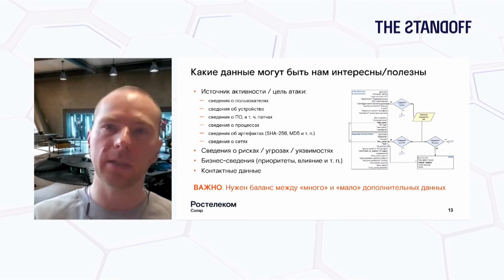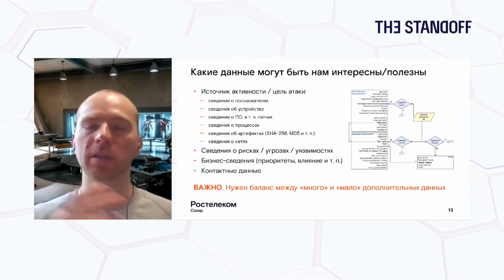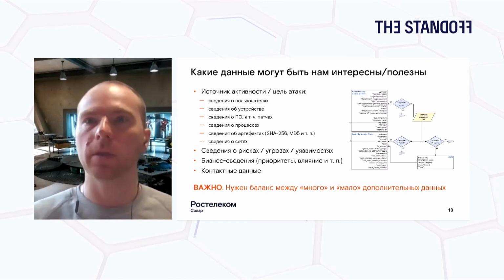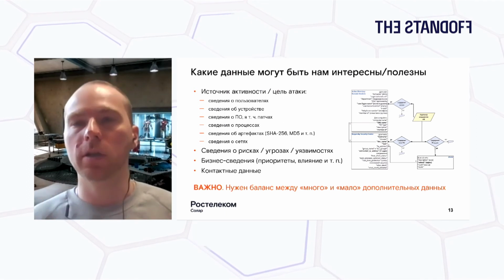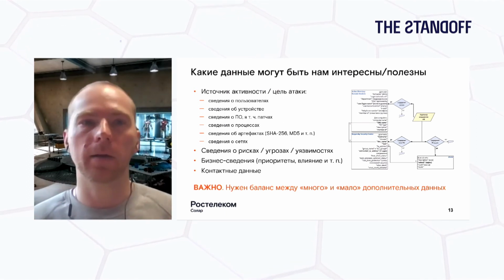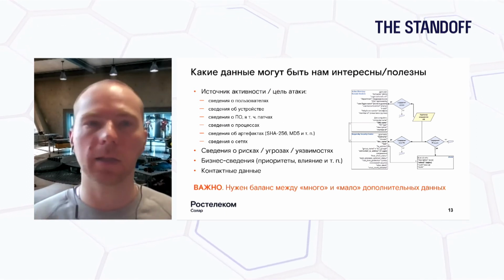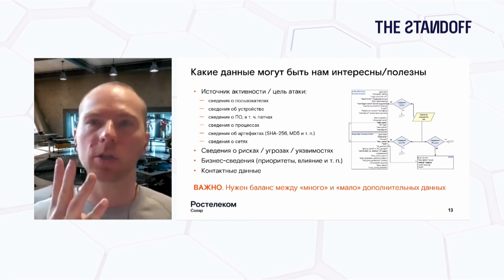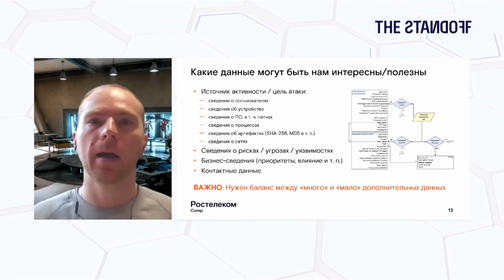Finally, we have contact data. That is, contact data for the people we need to interact with in order to respond or verify or confirm. Usually it's a bunch of emails and phone details, but also it will include the escalation rules.